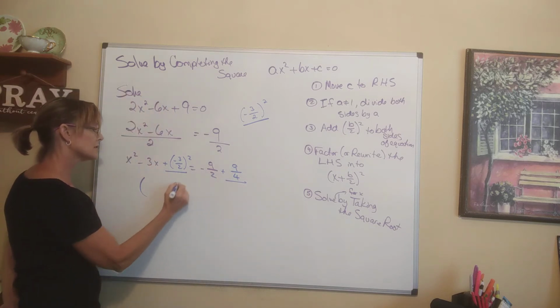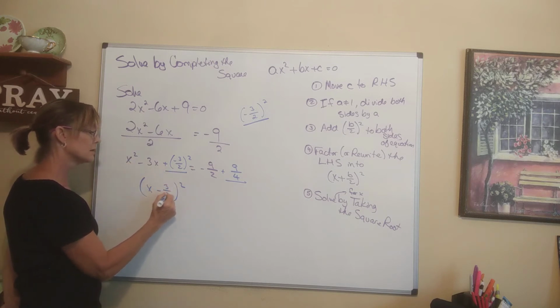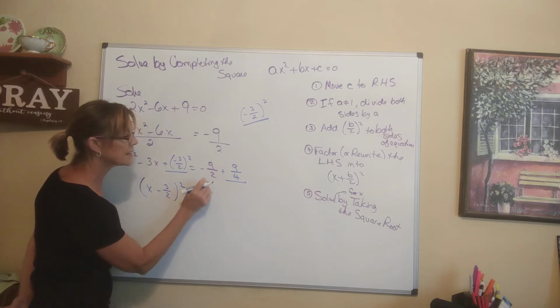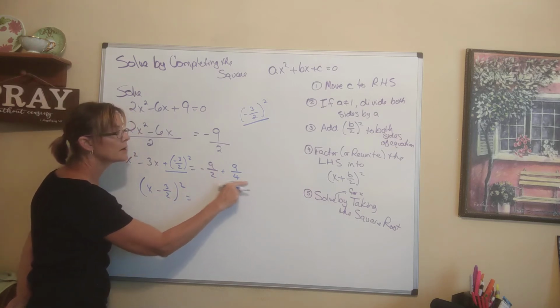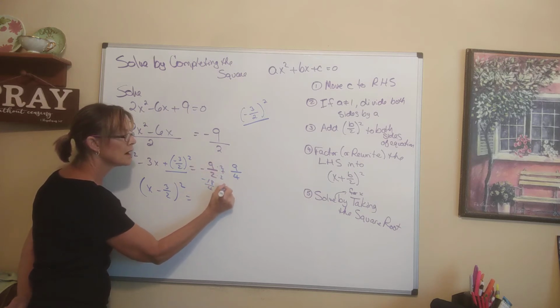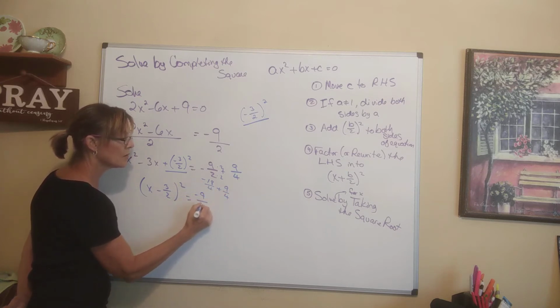Let's factor this. x plus whatever I see in there, quantity squared, is what this always factors into. Over here I need to add. I need a common denominator of 4. I'm going to say times 2 times 2. Negative 18 over 4 plus 9 over 4 gives me negative 9 over 4.